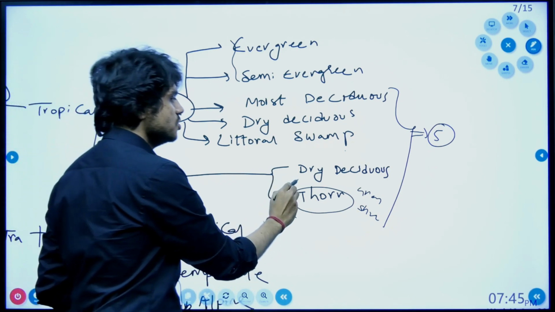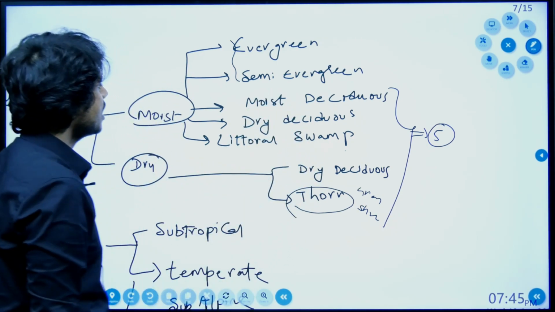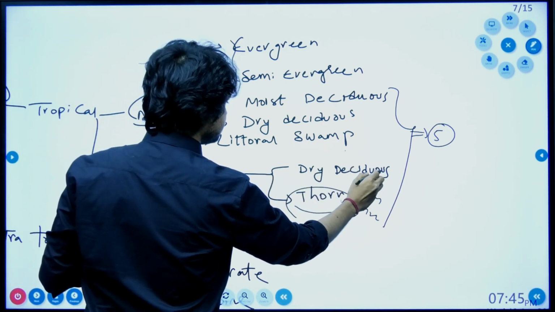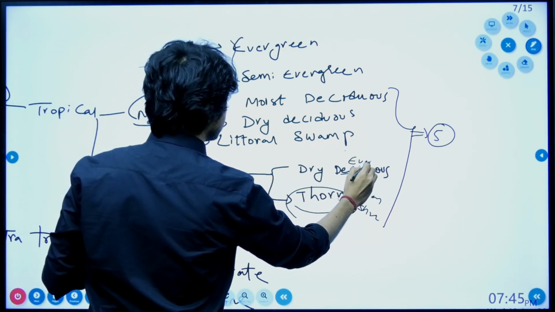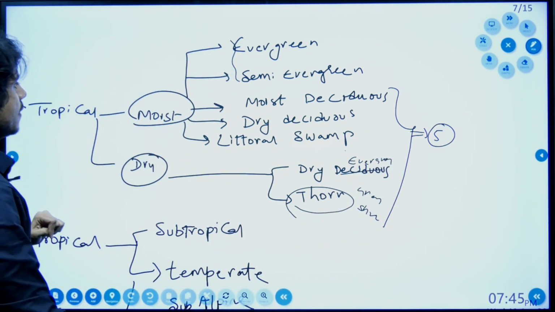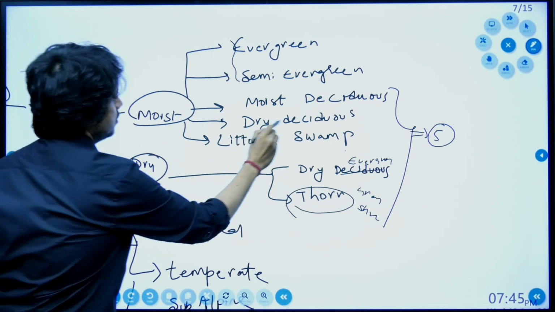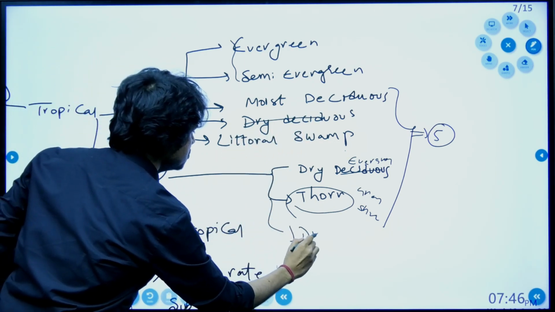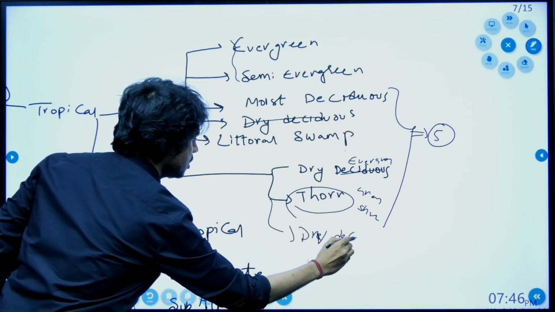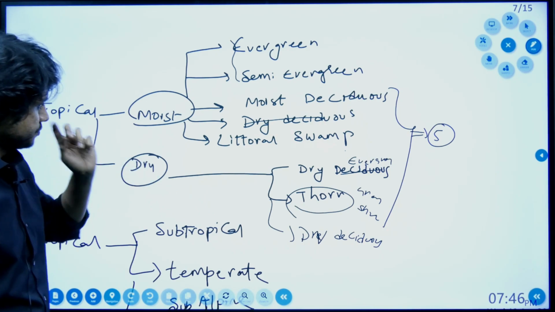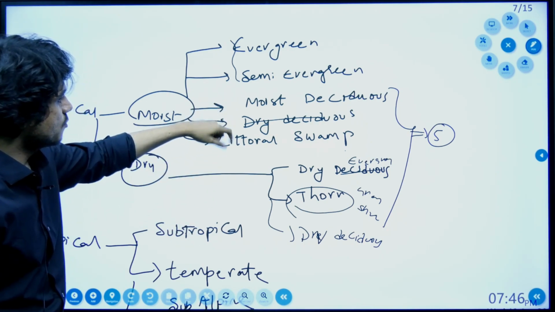Okay, this dry deciduous, the rainfall is less than the actually, sorry, this should be dry evergreen. Dry deciduous comes here. Okay, even this part dry deciduous should come here. So these are the varieties that are found.